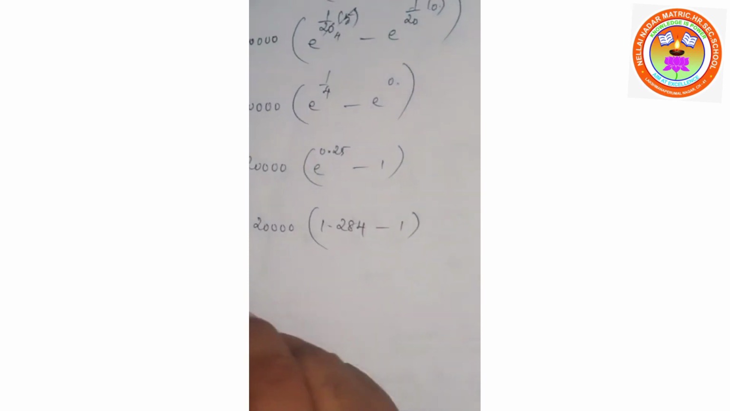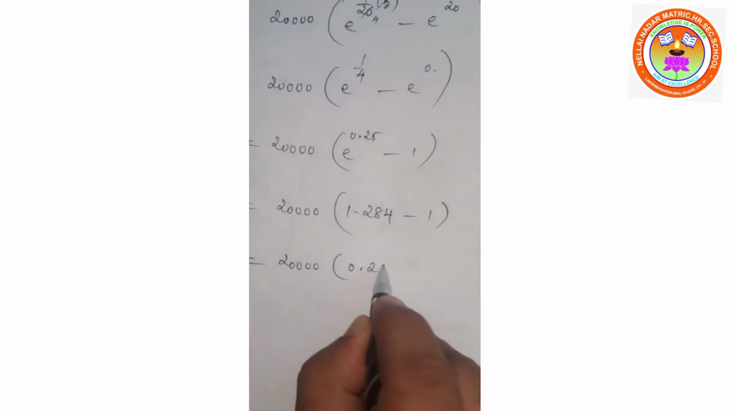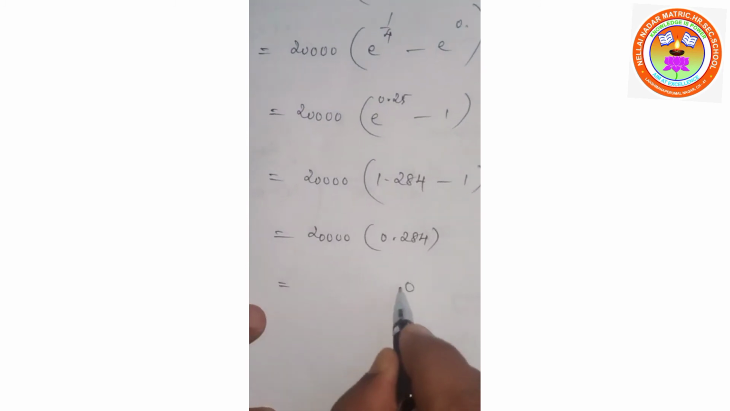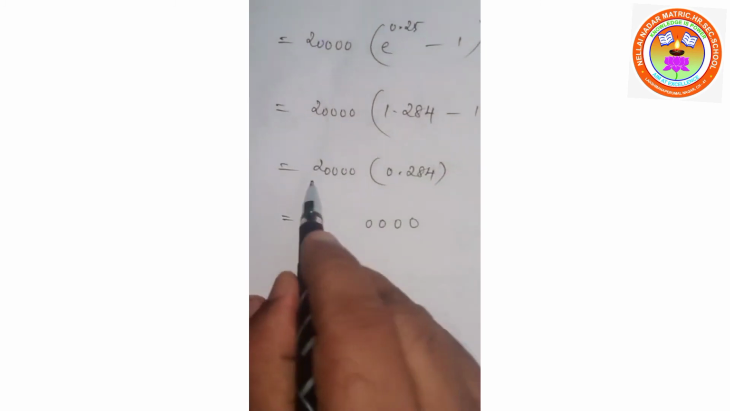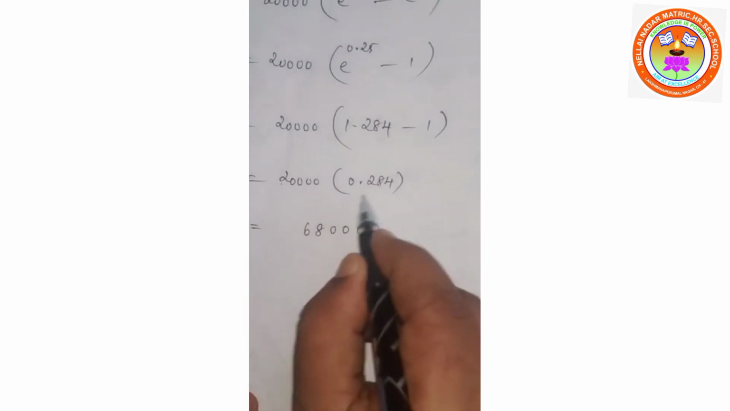1.284 minus 1, that is equal to 20,000. Subtract, you will be getting 0.284. That is equal to, first write 4 zeros, then multiply by 2. 2 4s are 8, 2 8s are 16, balance 1, 2 2s are 4 plus 1 is 5.